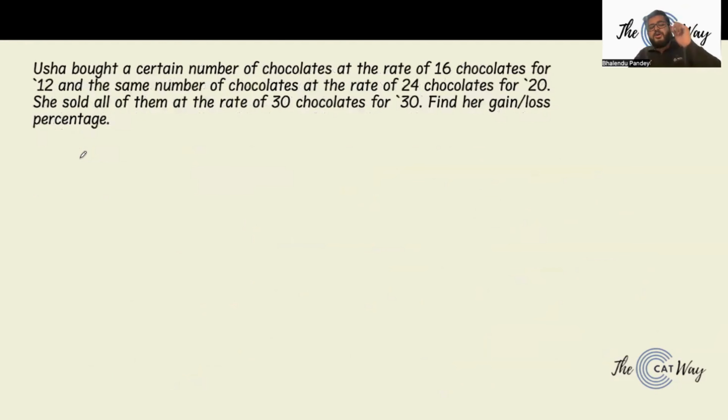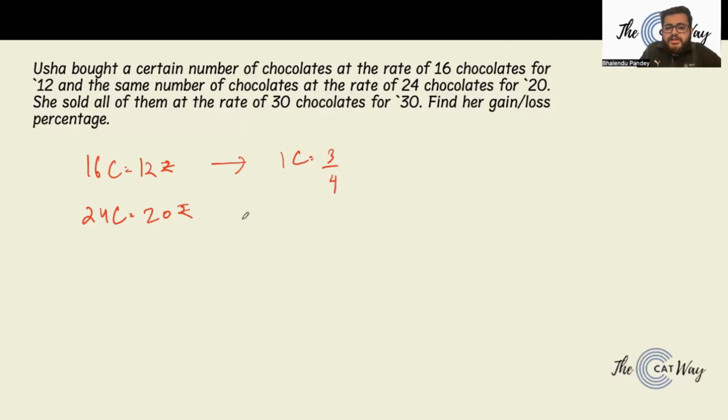Let's move ahead. Usha bought a certain number of chocolates at the rate of 16 chocolates for 12 rupees. So the cost of 16 chocolates is 12 rupees. Correct? And the same number of chocolates at the rate of 24 chocolates for 20. So 24 chocolates at the rate of 20 rupees. Right? In this case, one chocolate costs me what? 3 by 4 rupees. In this case, one chocolate costs me 5 by 6 rupees.